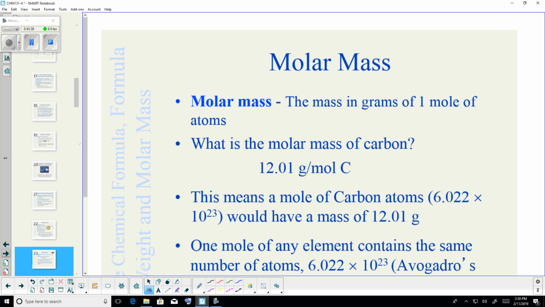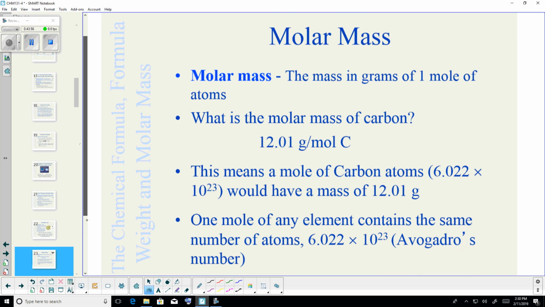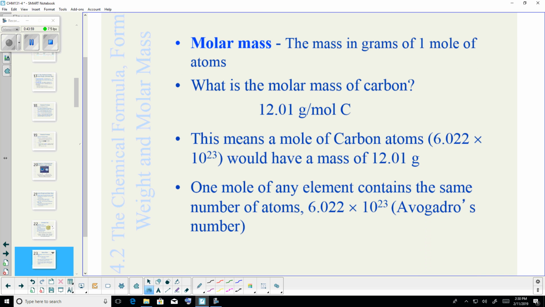Molar mass is the mass in grams of 1 mole. So the molar mass of carbon is 12.01. And you can see the one on the wall is 12.011. The molar mass is 12.01 grams. And we know 1 mole of any element contains the same number of atoms, 6.022 times 10 to the 23rd.